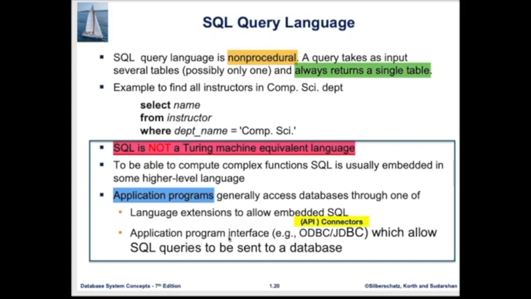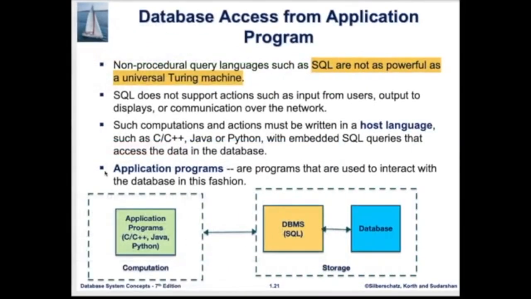So, minsan gumagamit ng application program interface or APIs. May mga connectors, yung mga application program mo, let's say written in Java or Python, gumagamit siya ng tinatawag na mga connectors, itong ODBC for open database. And then meron tayong mga JDBC naman, connector for Java applications. And it allows SQL queries to be sent to a specific database.